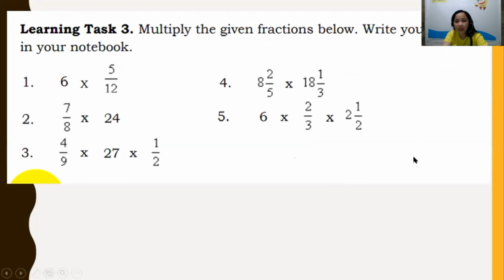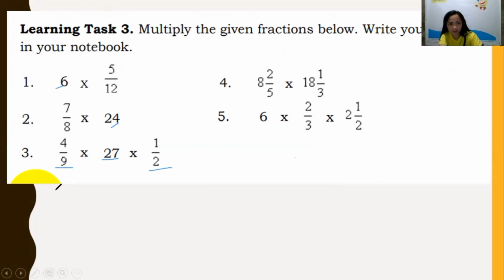This is learning task number 3. Look at the example in number 1. It is a whole number. So 6 will become 6 over 1. Learning task number 2. A whole number, 24. This will become 24 over 1. While here, we have 3 terms or 3 givens. Let's have an example wherein we have 3 givens.